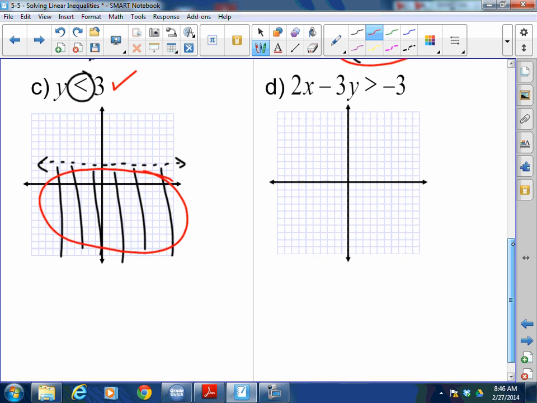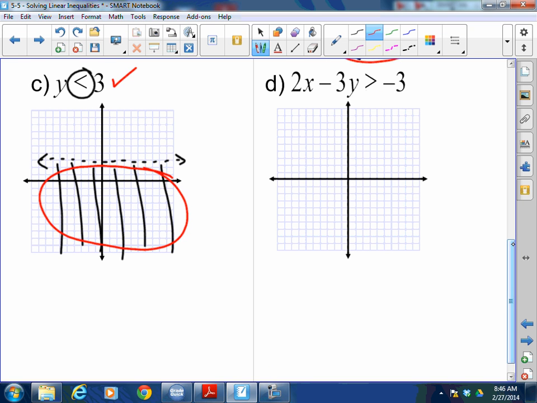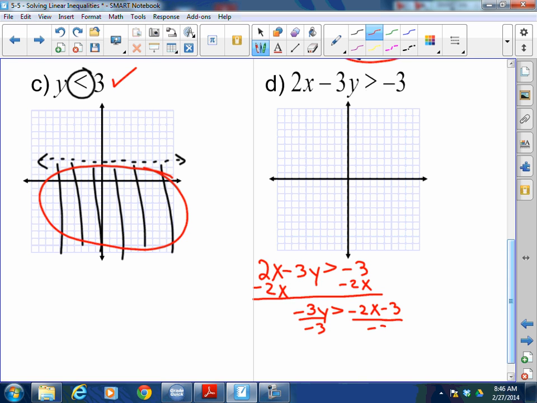Now we get to the stuff that I know a lot of you don't like, but that's life. What do I have to do here for D first? You have to get the y alone. Excellent job. Subtract 2x from both sides. Negative 3y is greater than negative 2x minus 3. Excellent. Divide by negative 3.